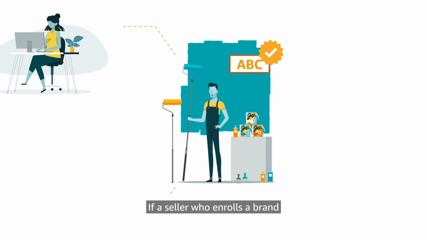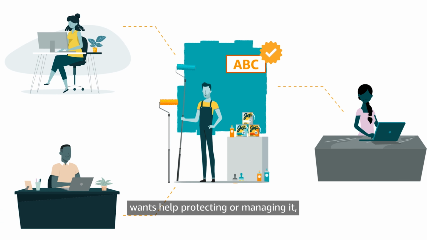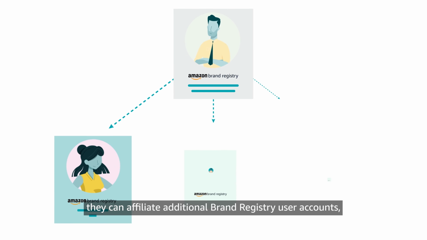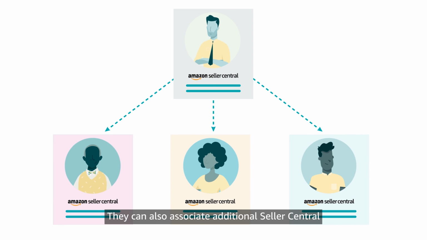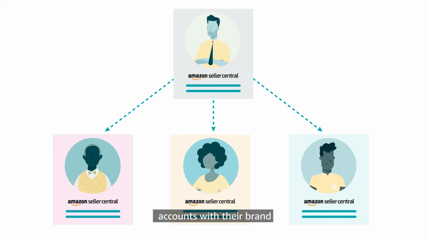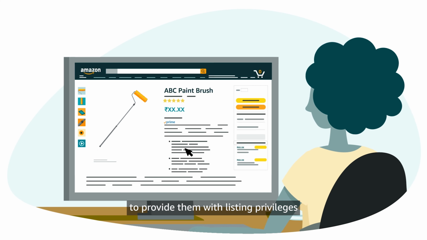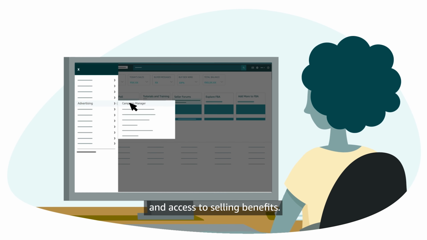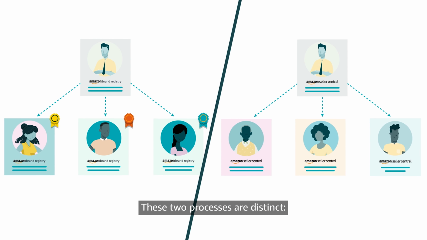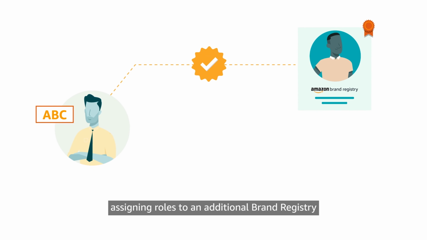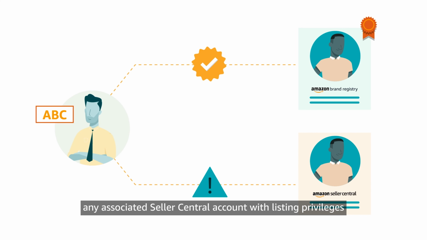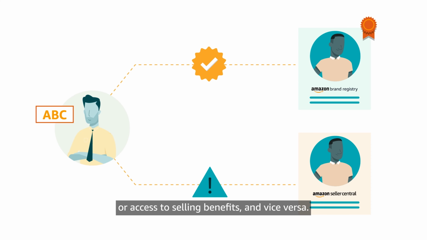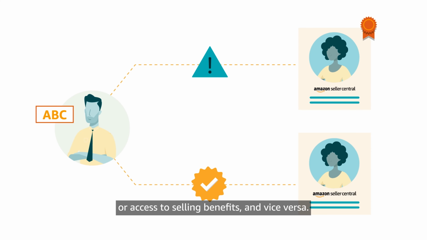If a seller who enrolls a brand wants help protecting or managing it, they can affiliate additional brand registry user accounts, assigning one or more roles to define access. They can also associate additional Seller Central accounts with their brand to provide them with listing privileges and access to selling benefits. These two processes are distinct. Assigning roles to an additional brand registry account does not provide any associated Seller Central account with listing privileges or access to selling benefits, and vice versa.